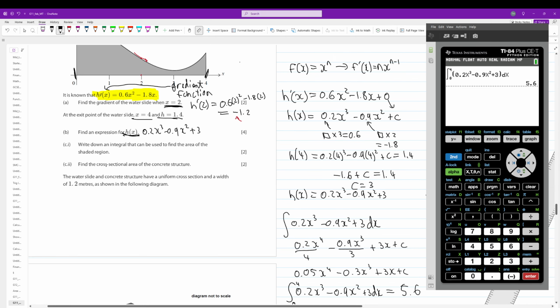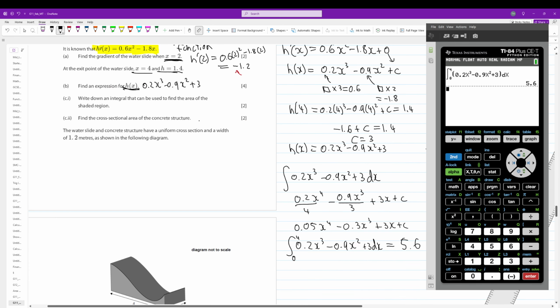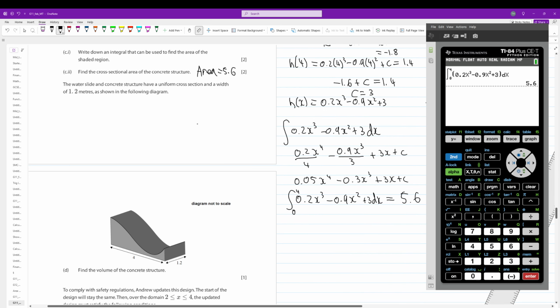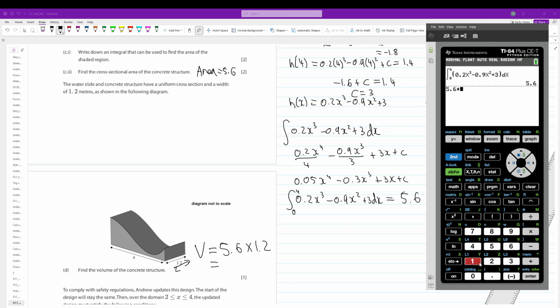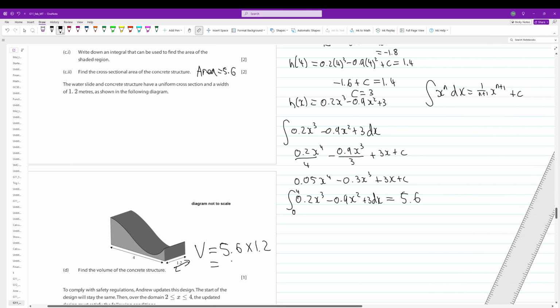On with what I actually asked you to do. I gave you the answer in the exam. The area is 5.6. So if I now know that the depth is 1.2, to find the volume, I take the cross-sectional area, 5.6, and I multiply it by 1.2. So 5.6 multiplied by 1.2 gives me 6.72. Done.